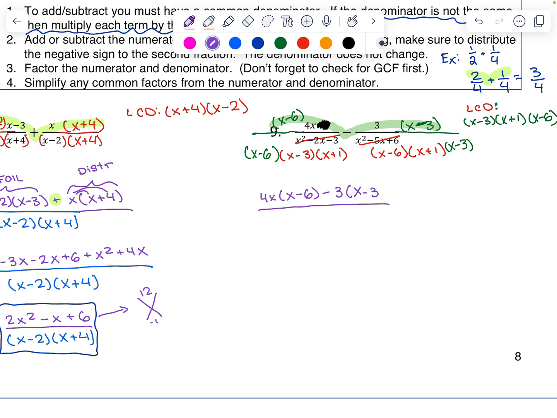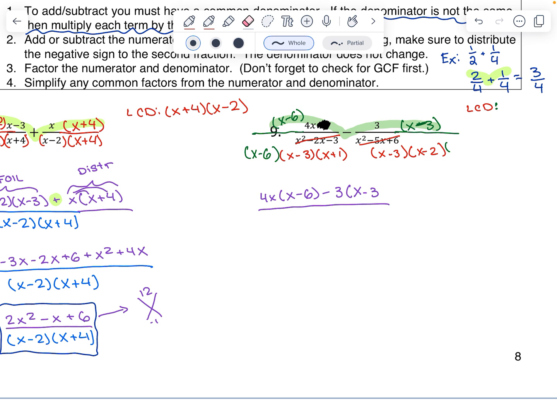Hold on, I'm thinking for a second. Oh, you know what I'm thinking? Because this is factored wrong. If it has to add to a positive 6, they're both positive or they're both negative. So this is a minus 3 and this is a minus 2. Whoa, I got to go back.